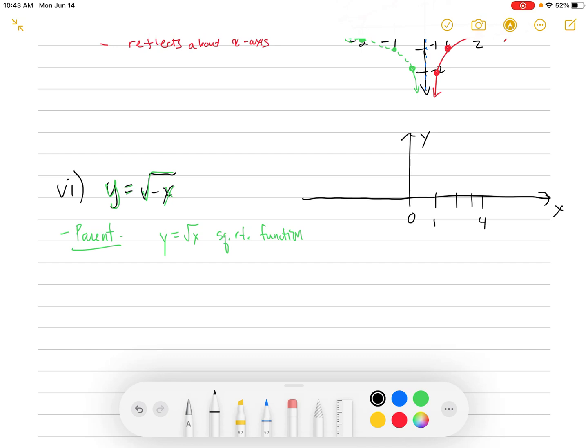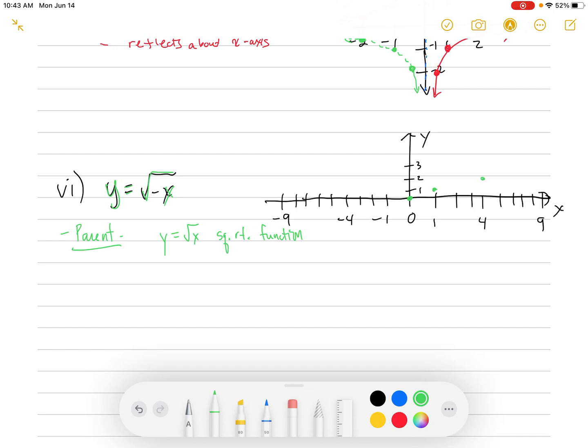X-axis, y-axis, 0, 1, 2, 3, 4, 5, 6, 7, 8, 9. And on the other side, -1, -2, -3, -4, -5, -6, -7, -8, -9. And on the y-axis, let's just do 1, 2, and 3. Let's do it like that.